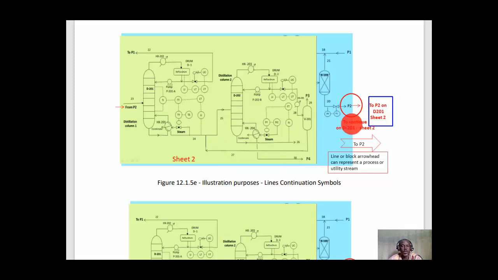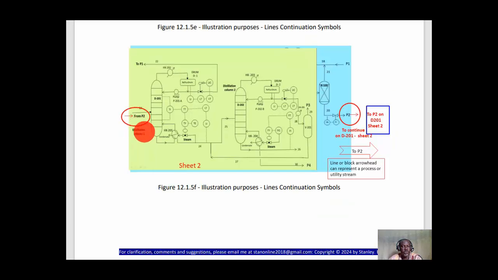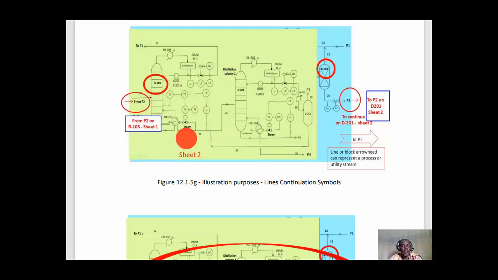So if we try matching, this is our sheet 2. This is actually D201, and this arrow is telling us that the inlet to this unit is coming from P2, which is from sheet 1. From P2, this one, from P2 unit D201 to continue on D201 sheet 2. So on sheet 2, we have the definition of where the stream is coming from: P2 from sheet 1, from unit arrow 103.